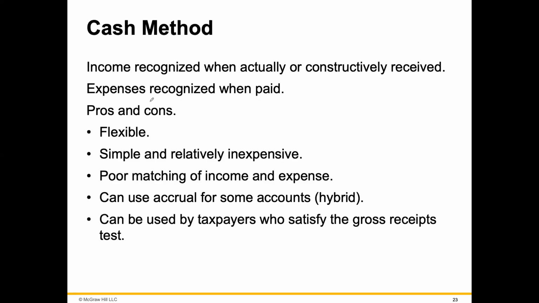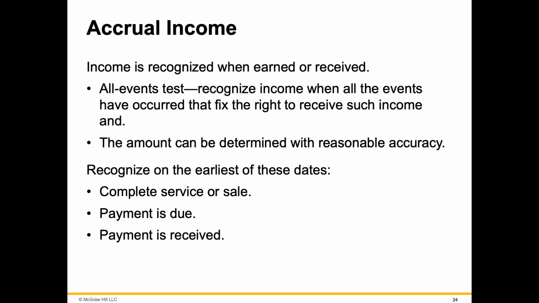The cash method, income is recognized when actually or constructively received. So expenses are recognized when paid. The cash method is really flexible, it's really simple, it's relatively inexpensive to set up. However, there's really poor matching of income to expenses. And you can use accrual for some accounts, so there are some hybrid options there, but it can be used by taxpayers who satisfy the gross receipts test. The reason people use the cash method is that it's just way easier to understand.